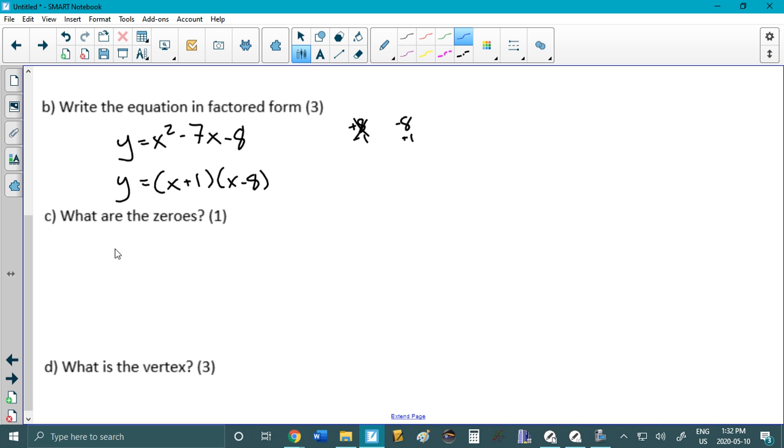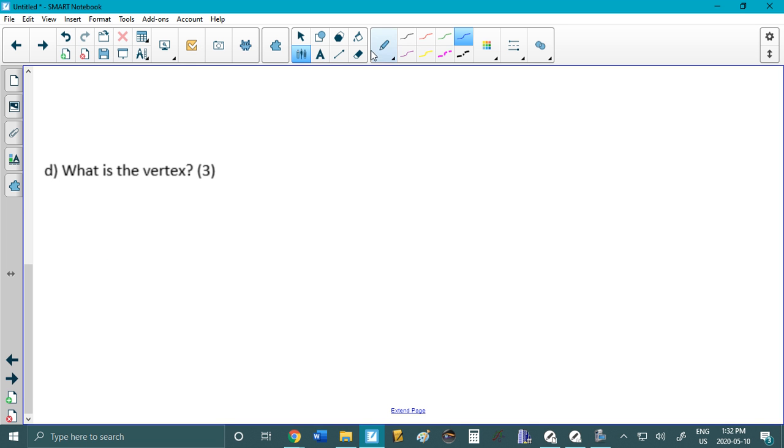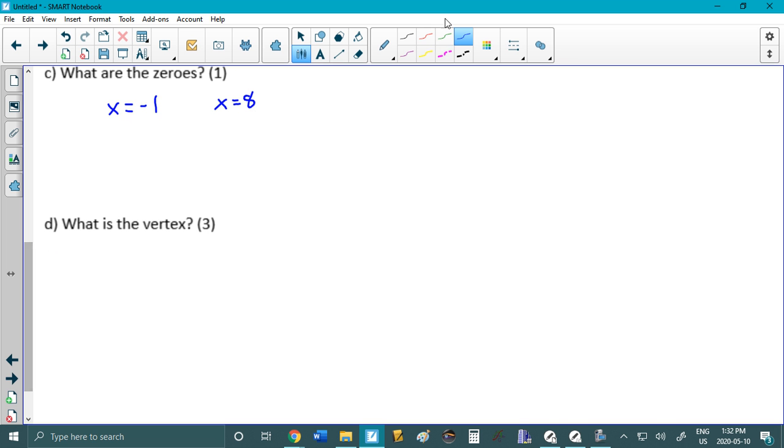The zeros are x equals, from this bracket, remember we changed the sign, and from this bracket we changed the sign. So to get the vertex, there's two steps. Step 1 is the x value, which is the same as the axis of symmetry. And to do that, we add the zeros, and we divide by 2. So negative 1 plus 8 is 7 divided by 2, so it's 3.5.